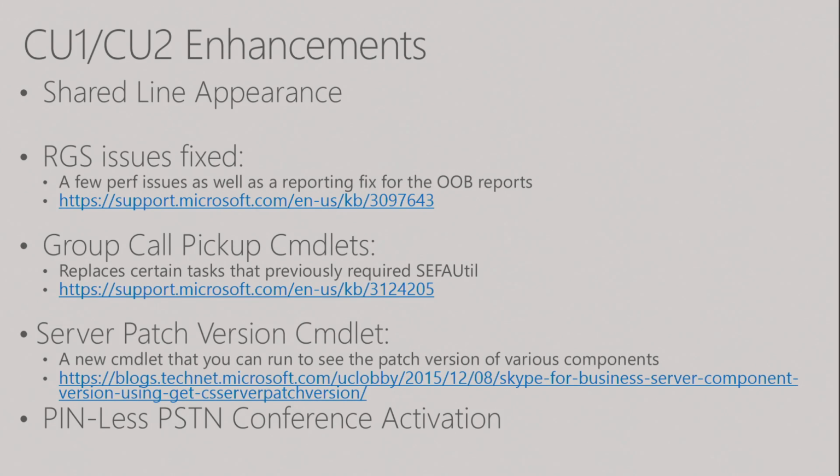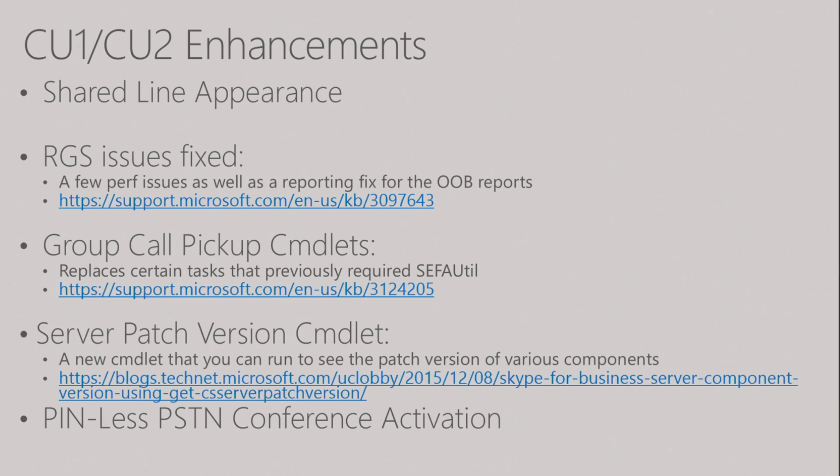It's important to note, too, because everybody has a slightly different definition of what shared line appearance is. In one of our first CUs, we added the ability to do shared line appearance, where I can have multiple physical handsets show that same number. So I can have that one DID shared across five physical phones, for example. That's our concept of shared line appearance, and it was introduced in one of our first CUs for Skype for Business Server. It also functions specifically with the VVX line of handsets from Polycom.